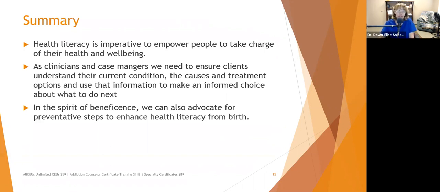In the spirit of beneficence, remember that's one of those ethical principles, we can, and in my opinion should, also advocate for preventative steps to enhance health literacy from birth. So we should be going out and talking to the pediatricians, bringing them handouts from the National Institute of Health or the March of Dimes so they can hand them out to their patients. Not every physician's going to be printing stuff out, but that is one way that we can start helping to get this information out to the general public so they can be empowered to take charge of their own health.